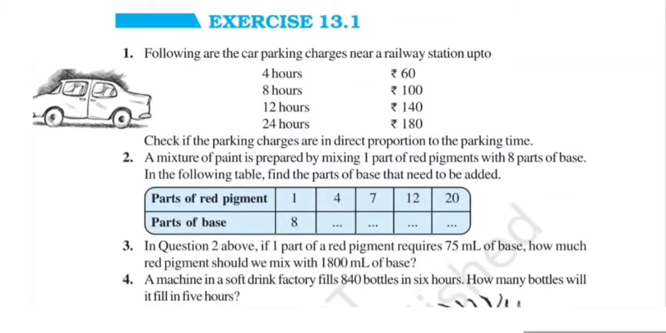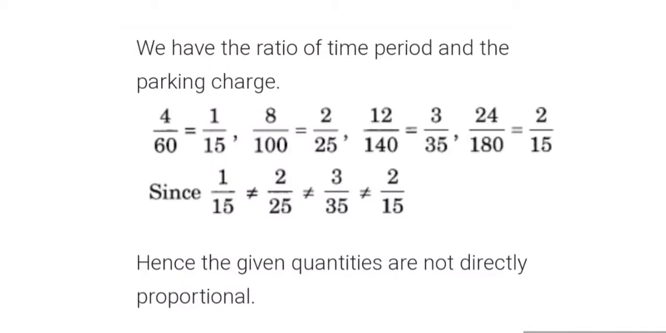Now let's see exercise 13.1, question number 1. Following are the car parking charges near a railway station: up to 4 hours rupees 60, 8 hours rupees 100, 12 hours rupees 140, 24 hours rupees 180. Check if the parking charges are in direct proportion to the parking time. So let's see the solution.